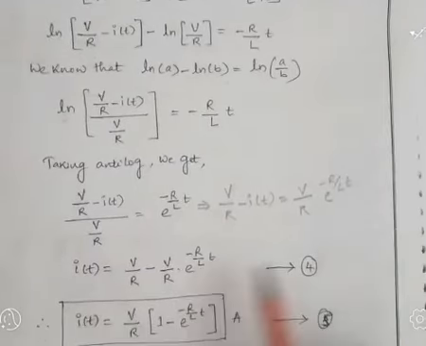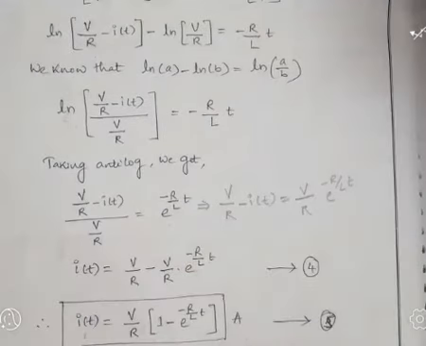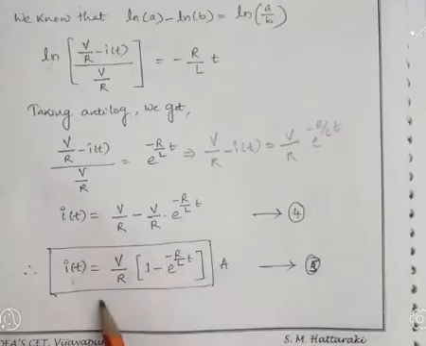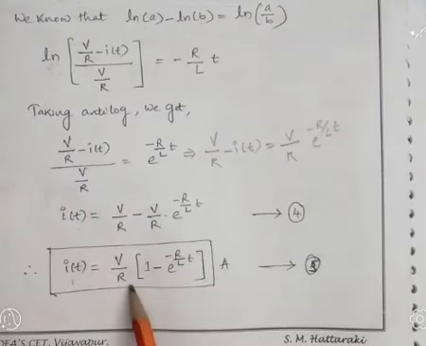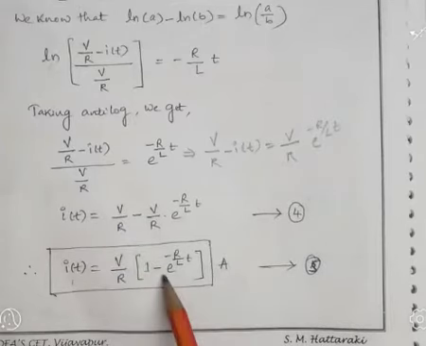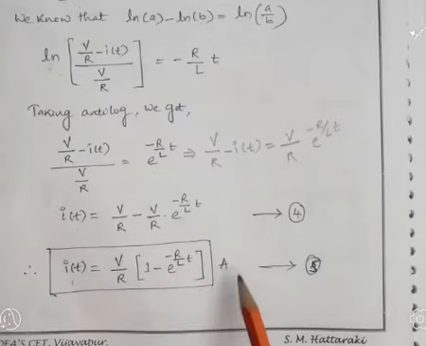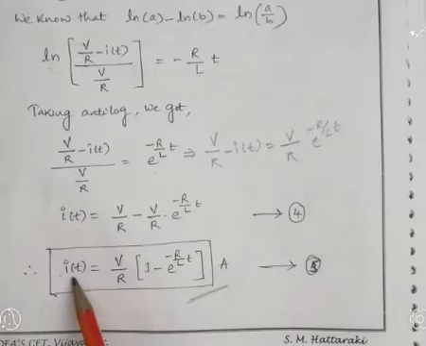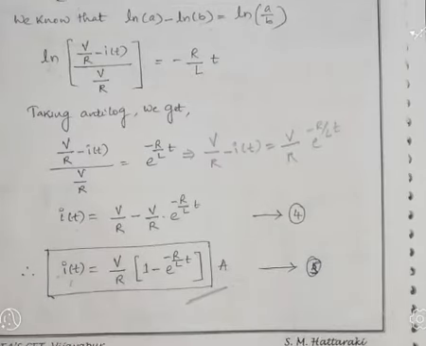Hence, the current I of t flowing through the series RL circuit for DC excitation is given by V by R. I will take it common. V by R inside the bracket, 1 minus e to the power minus R divided by L into t amperes. It is the current flowing through the series RL circuit for DC excitation. With respect to this equation, we will see some cases.